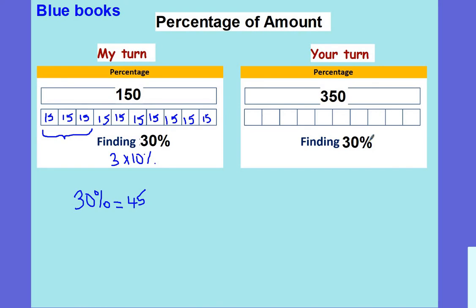Okay, let's go through the answer. So if I split it into 10, each of these parts is going to be worth 35 this time. 35 all the way along. And again, I'm looking for 30%. 30% is 3 times 10%. So I need 3 of these little boxes.